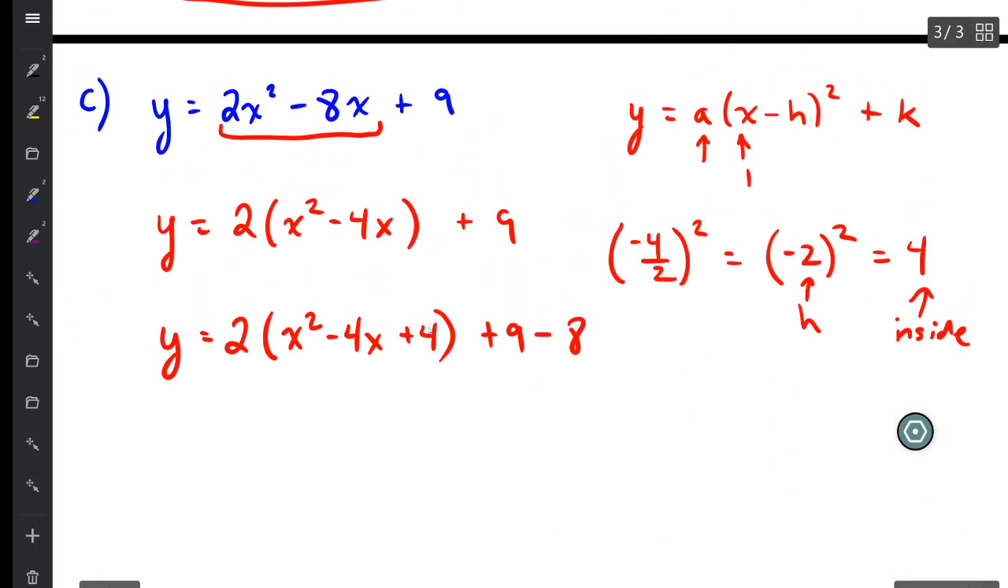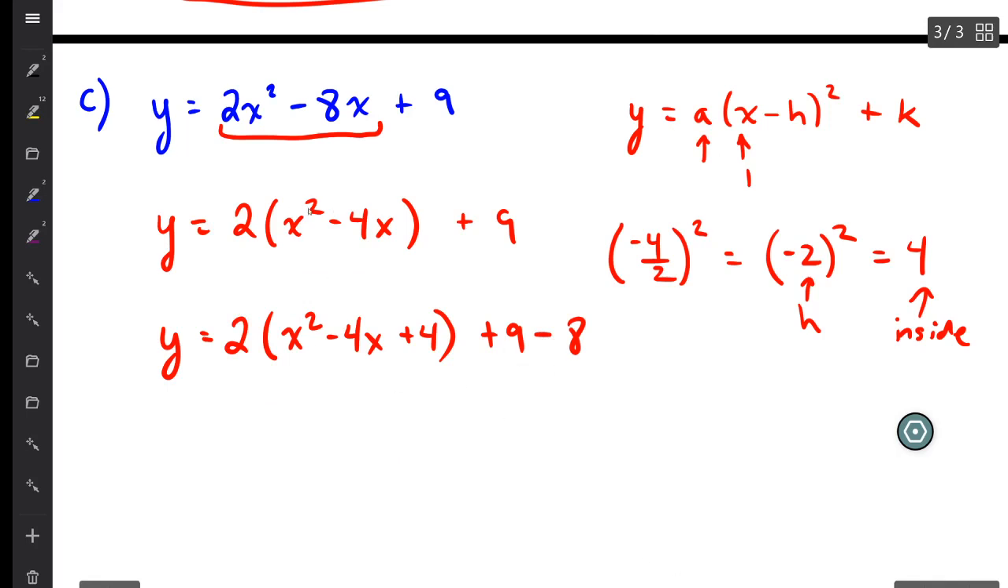Here I add the 4 inside, and instead of subtracting 4 outside, I need to do 2 times 4. Because if you think about this, if I distribute this, what do I really have? 2x squared minus 8x plus 8 plus 9 minus 8. The 8's cancel. And this is exactly what I started with. So by subtracting 8, I make sure that I didn't change my equation at all. We're not going to do any of that, but I'm just trying to show you why we subtract 8.